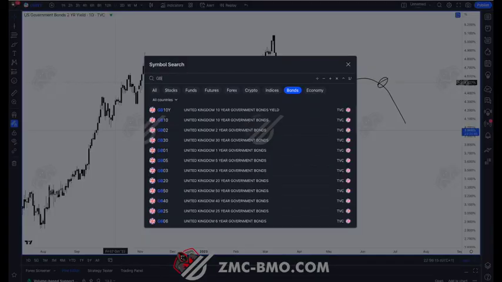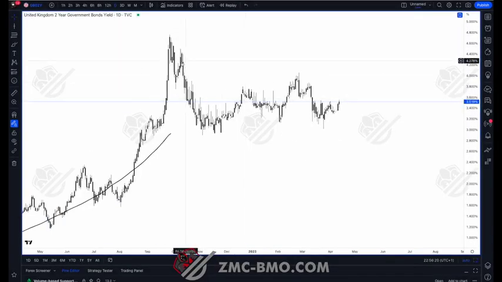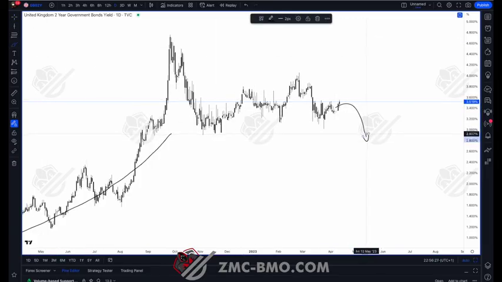Does that mean, though, if we start to see the government bond yields in the UK start to fall because maybe the BOE is going to start turning dovish soon, that we're going to be bearish the pound?